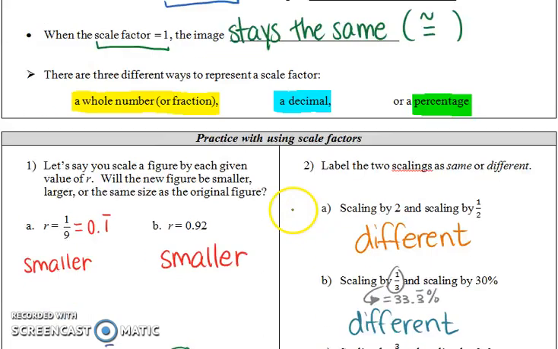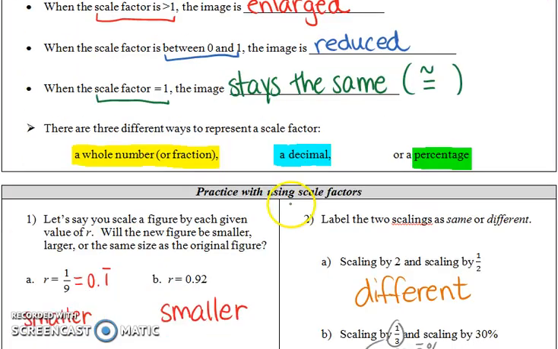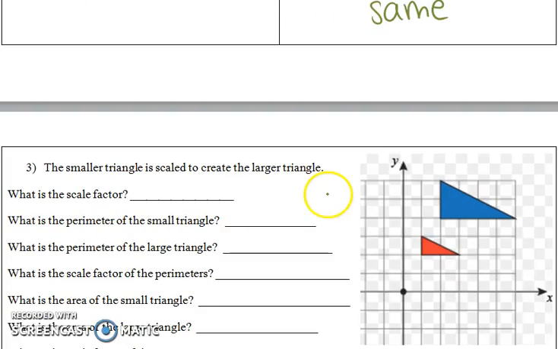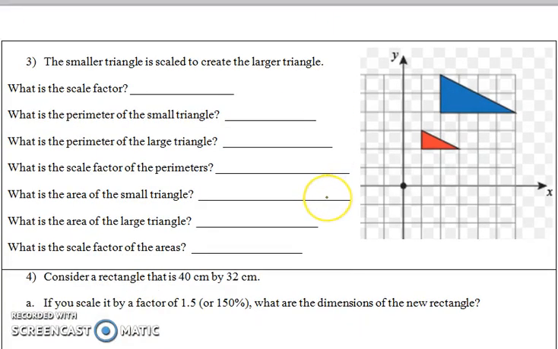So that concludes the front page. We did a lot of basic definitions and a lot of working with scale factors written as numbers. Let's apply that on the back. So let's flip your page over to the back.